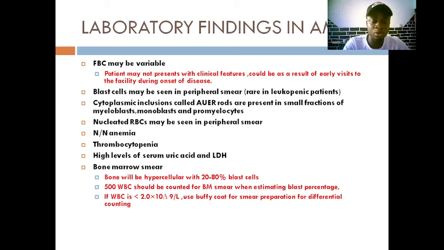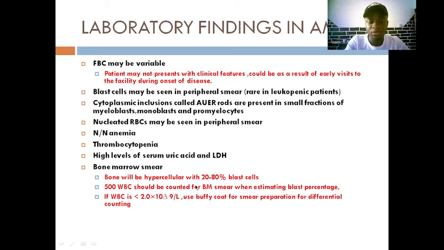Now if WBC is less than 2.0 times 10 to the power 9 per liter, that is if the patient is leukopenic, it means there's a low level of leukocytes. So in this case, if you use the peripheral blood to prepare the thin film, you may not see the blood cells. So you use the Buffy coat for the smear preparation for differential counting.